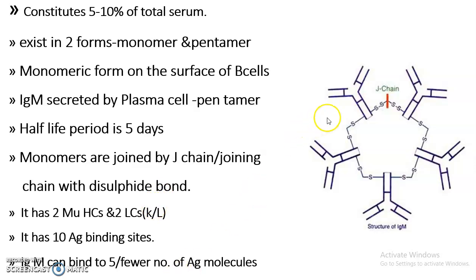It has 10 antigen binding sites. We can see 10 antigen binding sites, that is each molecule have 2 antigen binding sites, therefore 5 molecules are there. IgM can bind to 5 or fewer number of antigen molecules if the antigen molecules are larger. And it can bind to 10 antigen molecules if they are smaller.